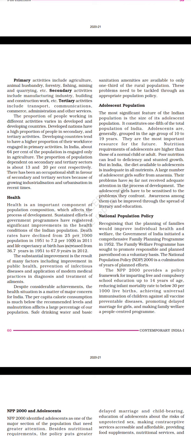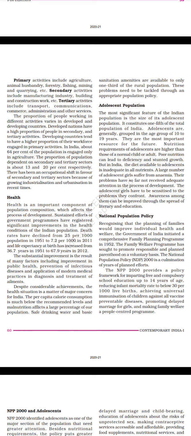Despite considerable achievements, the health situation is a matter of major concern for India. The per capita calorie consumption is much below the recommended levels, and malnutrition afflicts a large percentage of our population. Safe drinking water and basic sanitation amenities are available to only one third of the rural population. These problems need to be tackled through an appropriate population policy.